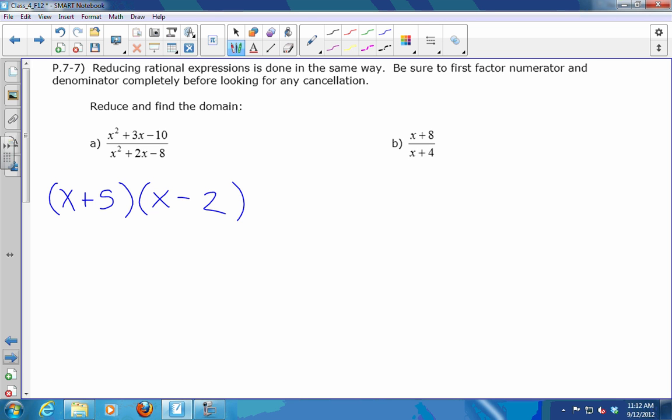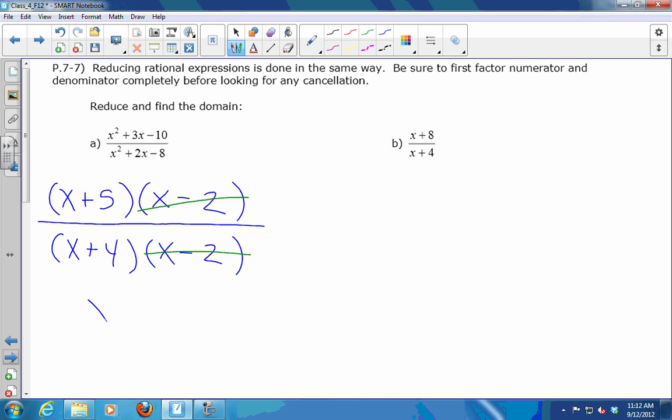Yep, that works. And then we have to factor the denominator. Yep, x plus 4 and x minus 2. And lo and behold, we have a common factor, right? We have an x minus 2 in the top and the bottom. They cancel. And my reduced expression is x plus 5 over x minus 4.